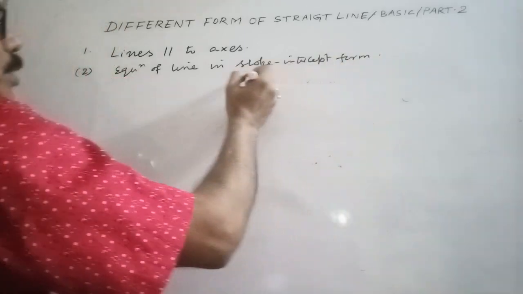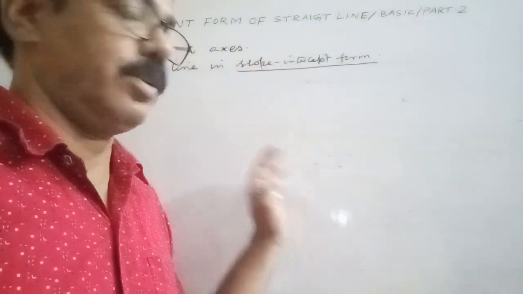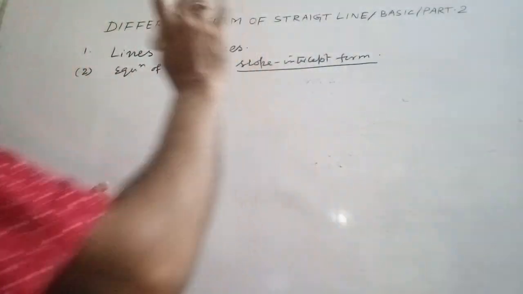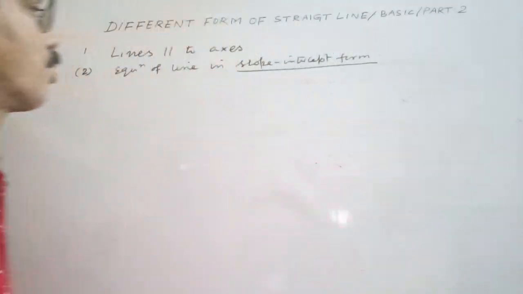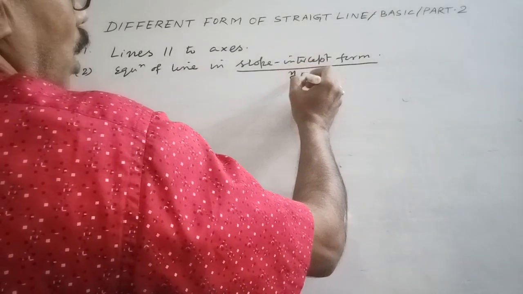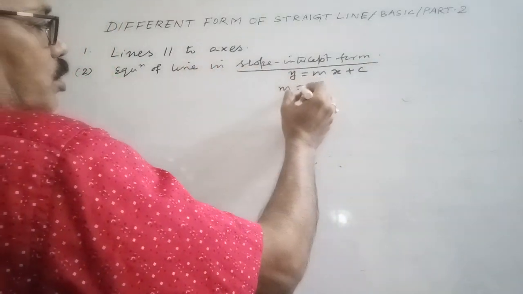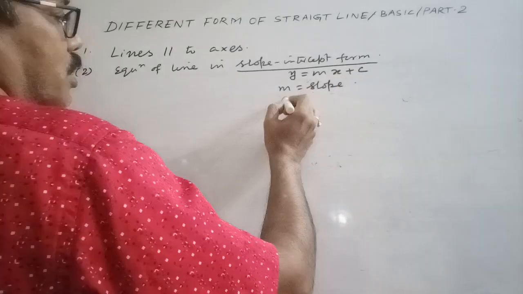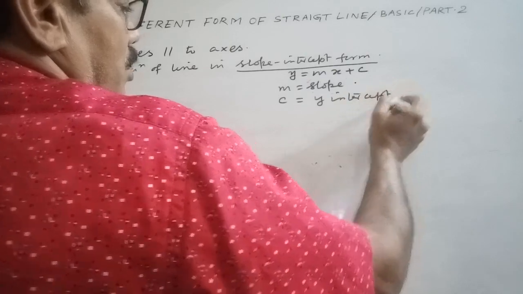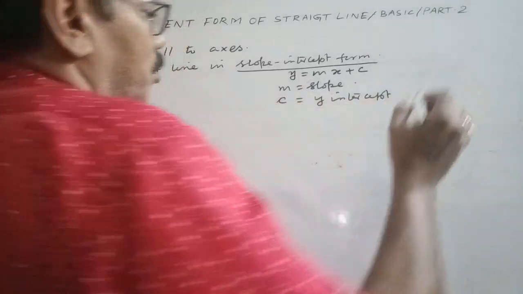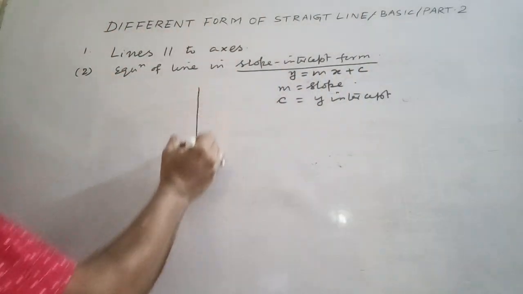You know, coordinate geometry is discussion of geometry with the help of algebra. That is why it is simple. You have to simplify, you have to calculate algebraic expressions. So the equation is y equals mx plus c. What is m? m equals slope. And what is c? c equals y-intercept. I am not giving the proof, you can consult any standard book. y equals mx plus c.